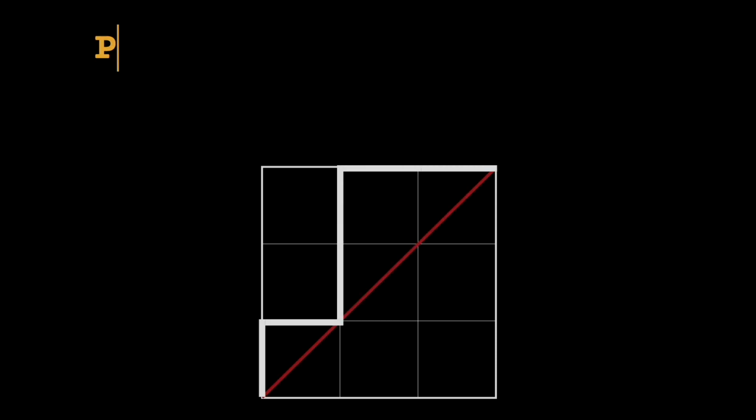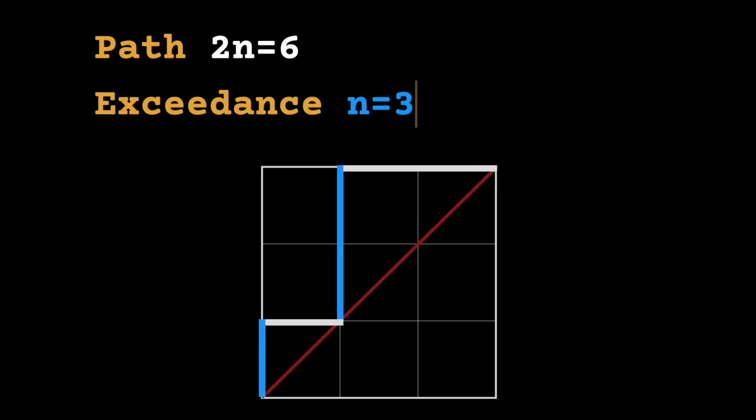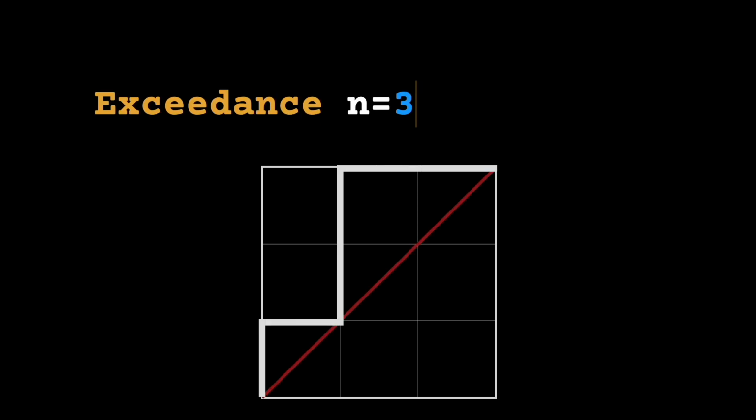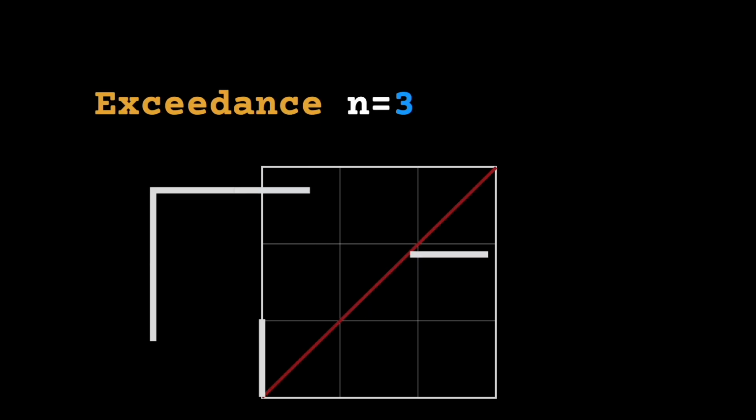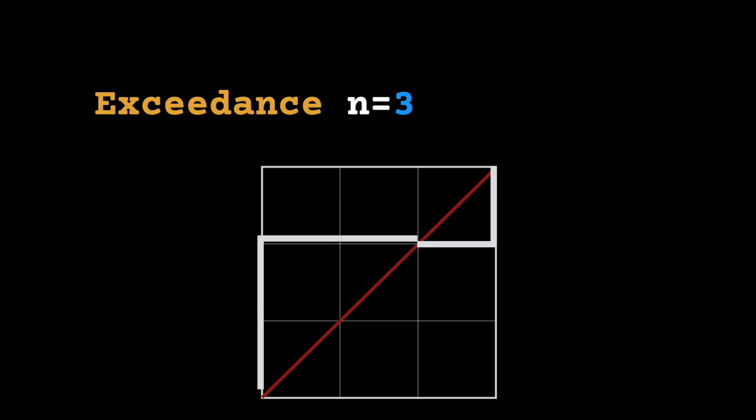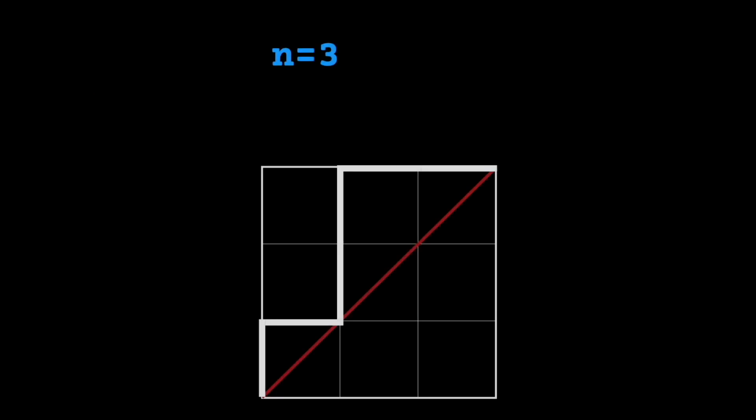For all valid Catalan paths, the exceedance is n for a path of 2n, because n verticals in the path are above the diagonal. Rukavica showed that for each Catalan path, there is a unique way to convert a path with exceedance n into a path with exceedance of n minus 1. To do this, the horizontal that first contacts the diagonal is used as a pivot in the path.